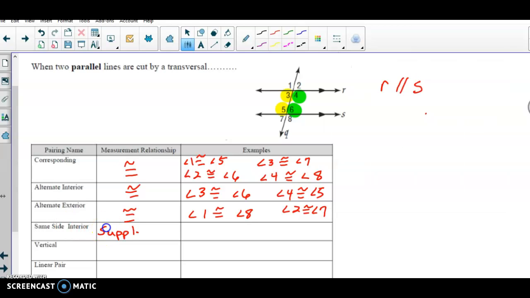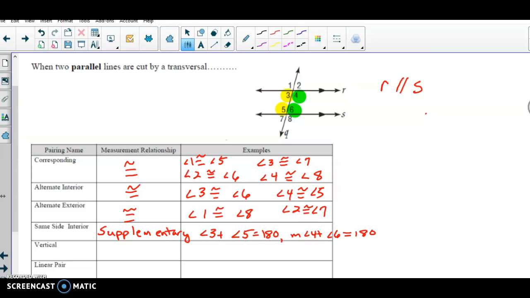And remember, supplementary means they have a sum of 180 degrees. So in this case, the measure of angle 3 plus the measure of angle 5 will equal 180. The measure of angle 4 plus the measure of angle 6 will equal 180. That's what it means to be supplementary.